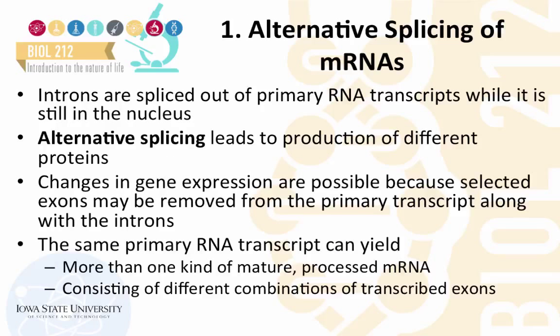Introns are spliced out of primary RNA transcripts while they are still in the nucleus. Alternative splicing leads to the production of slightly different mRNAs that then lead to the synthesis of different proteins inside the cell. Changes in gene expression are possible because selected exons may be removed from the primary transcript along with the introns. As a result, the same primary RNA transcript can yield more than one kind of mature processed mRNA consisting of different combinations of transcribed exons.